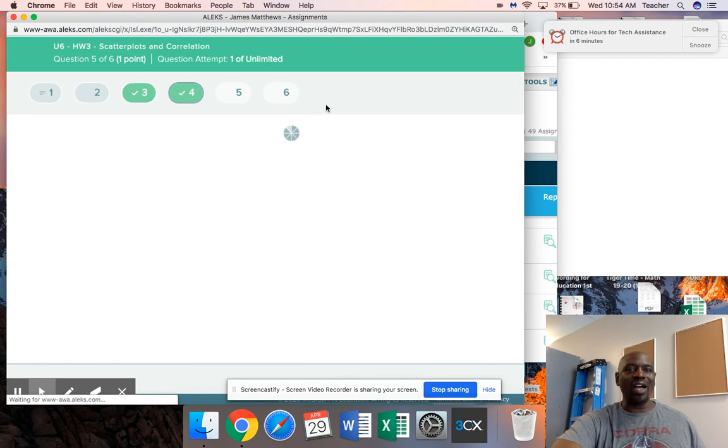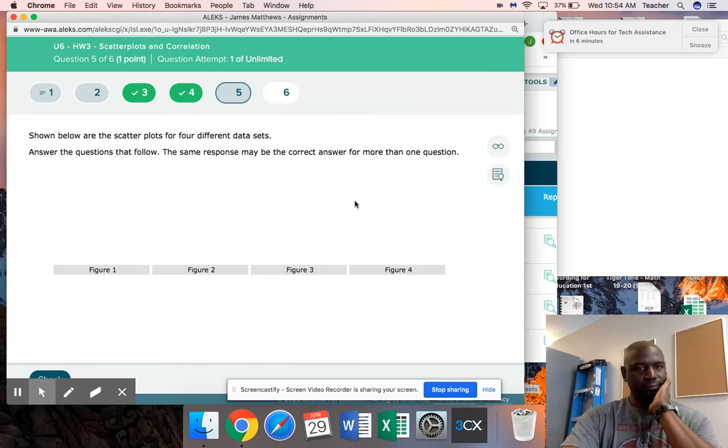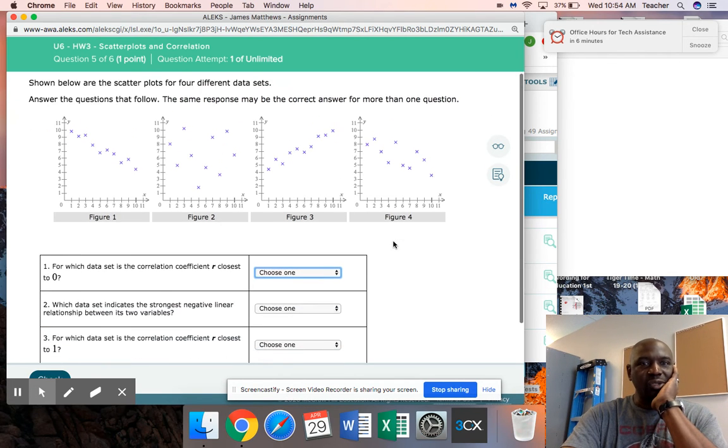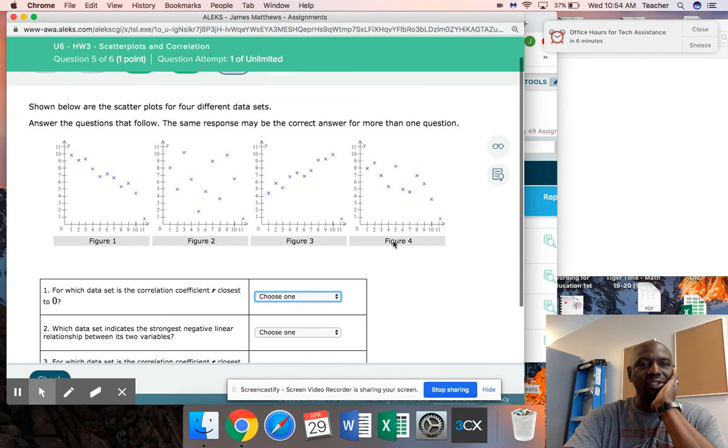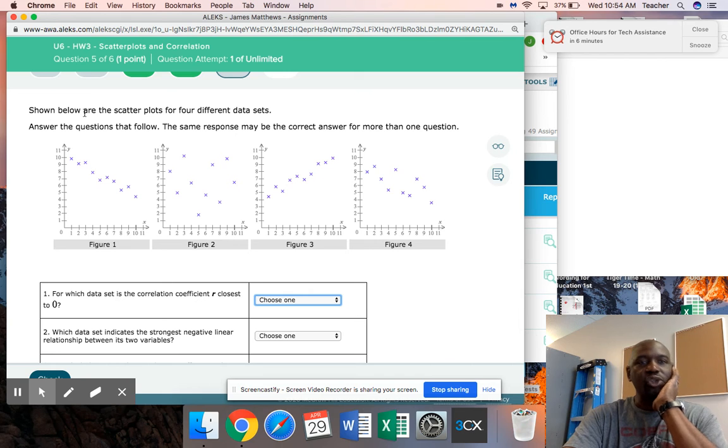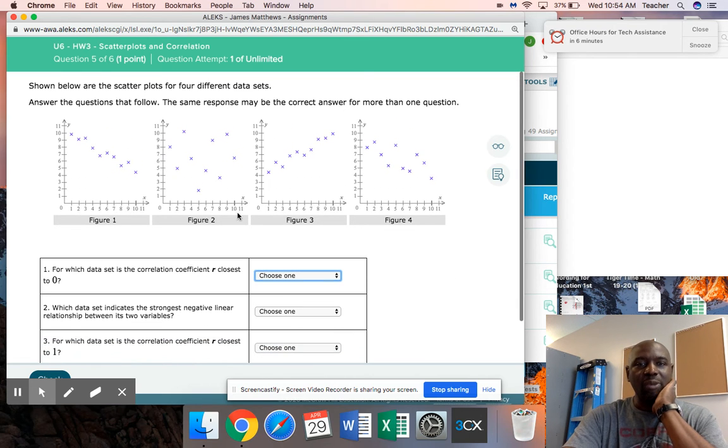Now for questions 5 and 6, giving you different scatter plots. 5 and 6 would be the same. In fact, it says shown below are the scatter plots for 4 different data sets. Answer the questions that follow. The same response may be the correct answer for more than one question, so you might say it more than once. Now, before I answer these questions, I want to look at these things here.